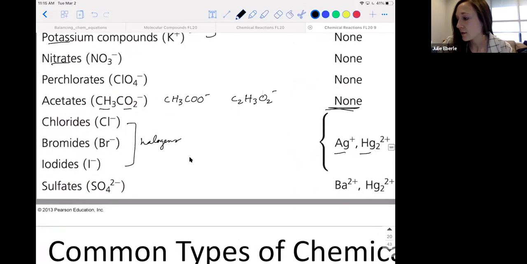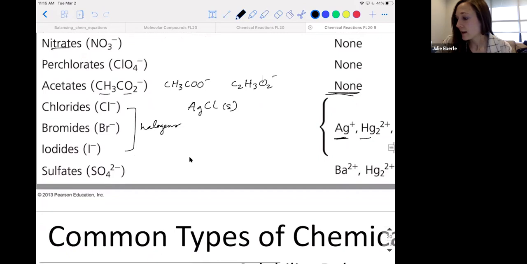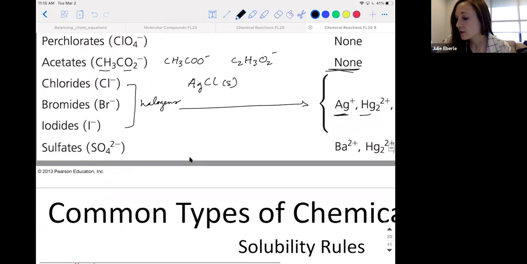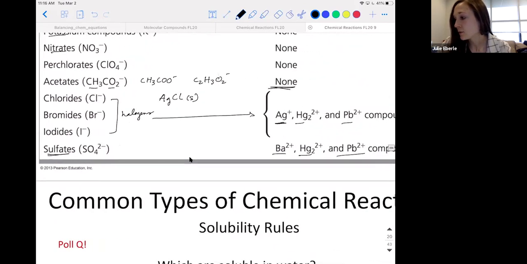But anyway, so for example, if you have AgCl, here silver is the cation, chloride is the anion. Normally, a compound that contains chlorides would be soluble, but here, because the cation is silver, this would form a precipitate, a solid. S, remember, does not stand for soluble here, stands for a solid precipitate. All right, so that applies for bromide and iodide. These are the exceptions for these 3 anions. And then lastly, sulfate. Any compound that contains sulfate will be soluble unless the cation is barium, mercury 2, or lead 2.